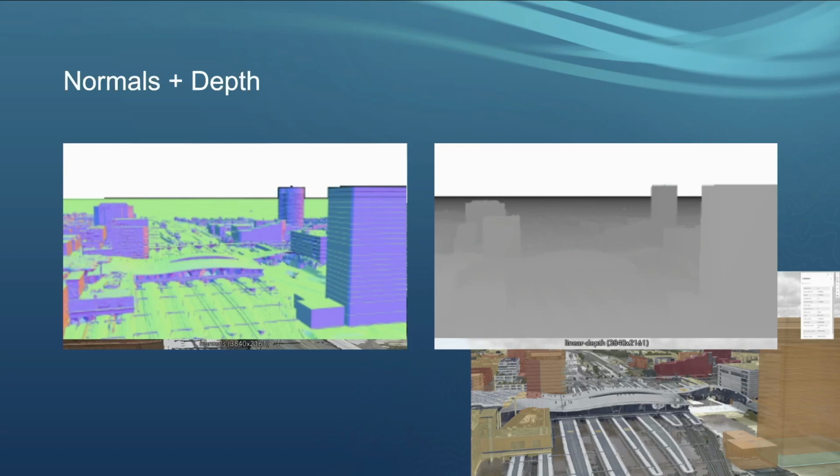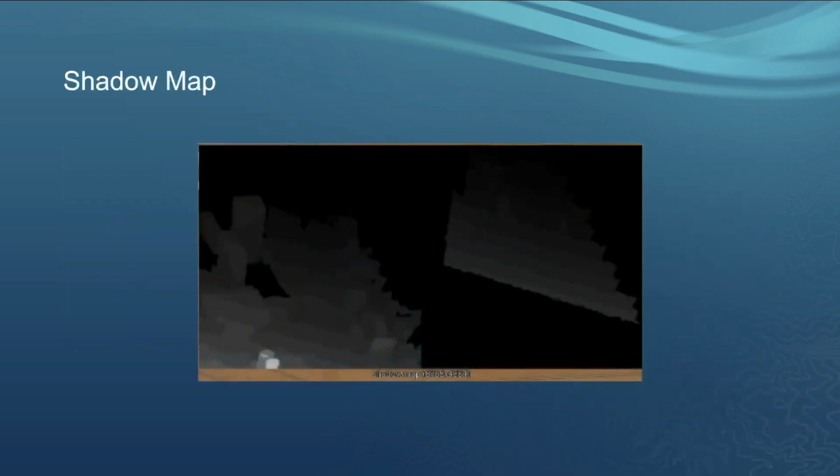The second thing is we compute the normals and the depth information, which you see here. Normals look very funny. Everything which faces in the same direction is the same color. And the depth is just shades of gray. The further down you go, the more black it gets. We then use that later on the next slide.